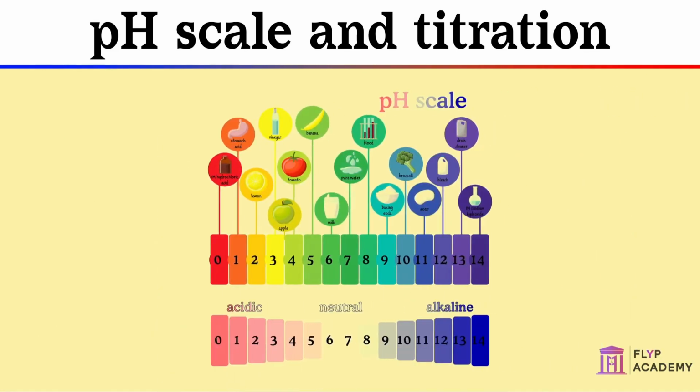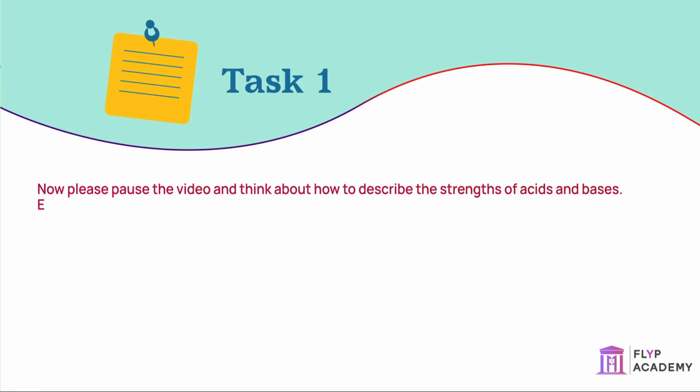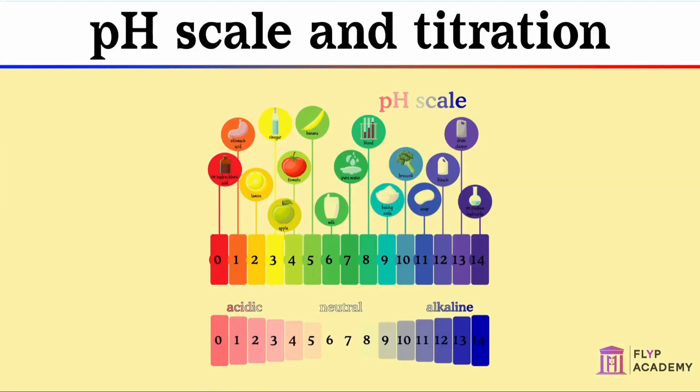The strengths of acids can be quantified on a scale that helps us to directly compare different acids and to make conclusions from their properties. Task. Now, please pause the video and think about how to describe the strengths of acids and bases. Extension. How can you describe the pH scale mathematically? Now let's discuss these in detail.